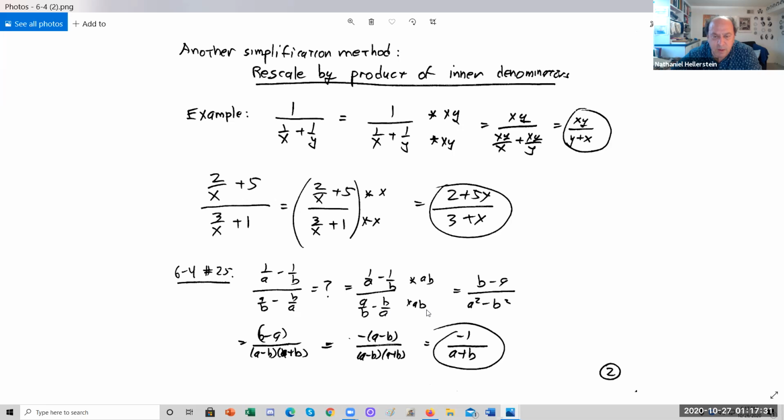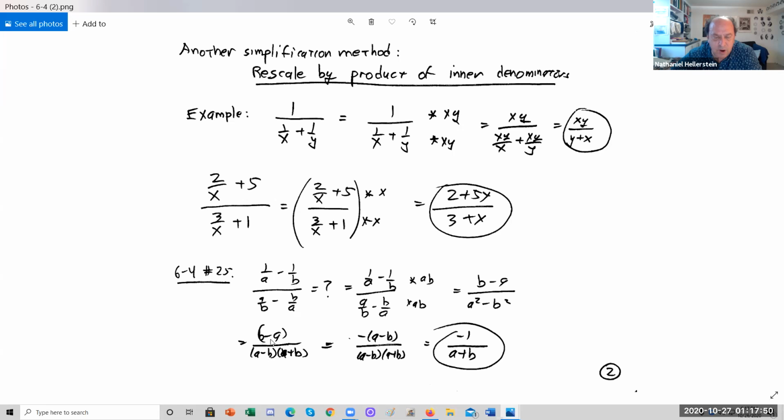B over a times ab, the a's cancel, leaving a b squared. B over a divided by a squared minus b squared. Now this is a difference of squares, which factors into a difference times the sum, a minus b times a plus b. Now here we have a b minus a, and here we have an a minus b.